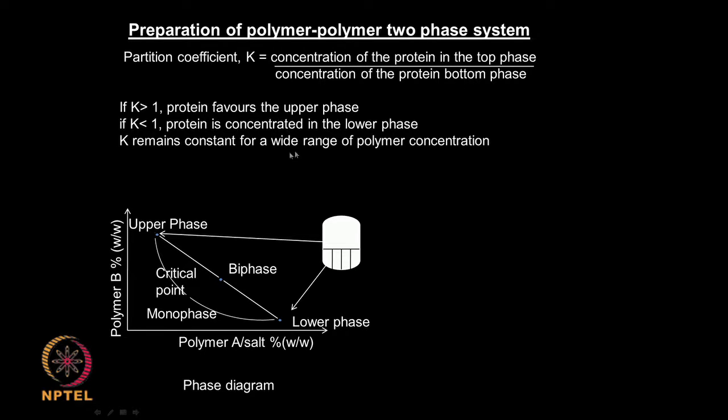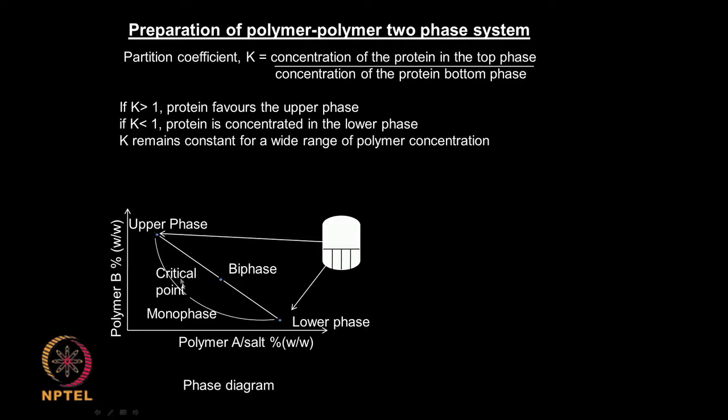Now, K remains constant over a wide range of polymer concentration, and this is how the phase diagram will look like: polymer A and salt, polymer B. So, we have polymer or salt here and polymer B here. This portion will remain biphasic and this portion will remain monophasic. We want to work in the biphasic region, here for the upper phase and this is for the lower phase. Our goal is to work at biphasic so that after the extraction we can separate the phases.